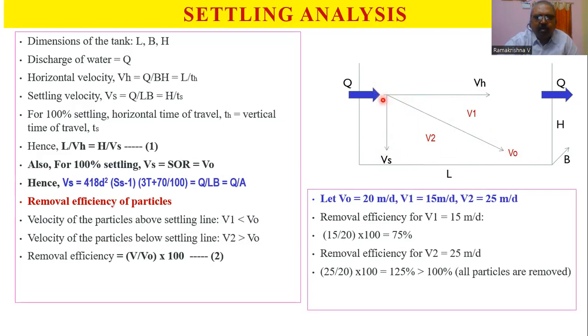What's the most important thing here is, by the time the particle travels in the horizontal direction till it reaches the end, it takes a time th. Th stands for the time of horizontal travel. At the same time, the particle is also undergoing a time of travel in the vertical direction, tv, which corresponds to the settling velocity and the depth of the tank. So for 100% settling of all these particles, the time of horizontal travel must be the same as the time of vertical travel.